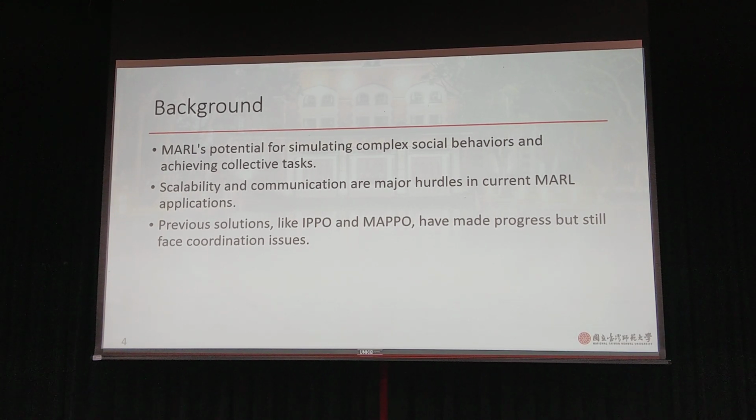In the natural world, effective communication is key to survival and success, and the same holds for true artificial intelligence. MARL allows us to explore complex interactions akin to social behaviors observed in humans and animals. Despite its potential, we are confronted with significant hurdles, such as scalability issues and communication bottlenecks. Previous efforts like IPPO and MAPPO have advanced the field, yet they fall short of achieving the seamless coordination we aspire to.